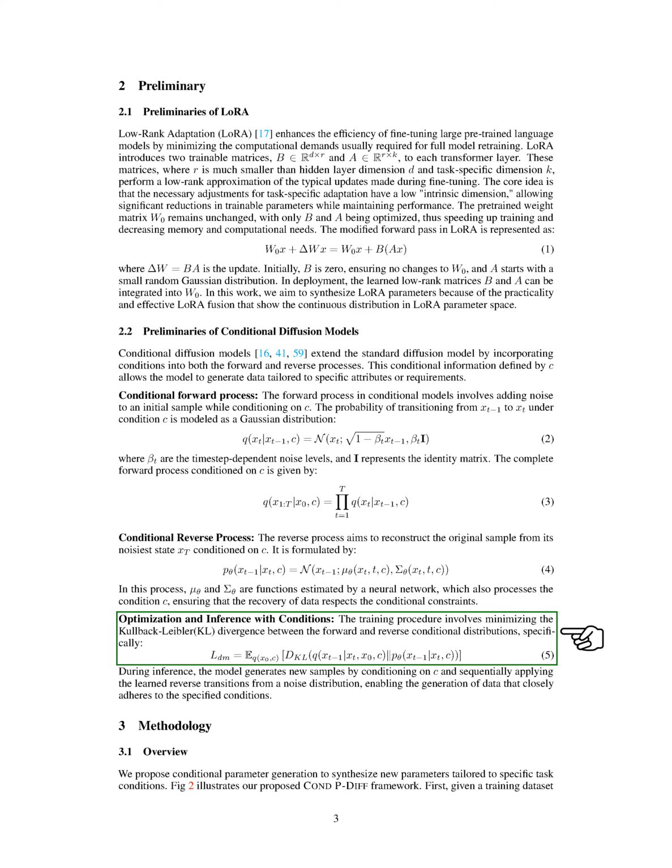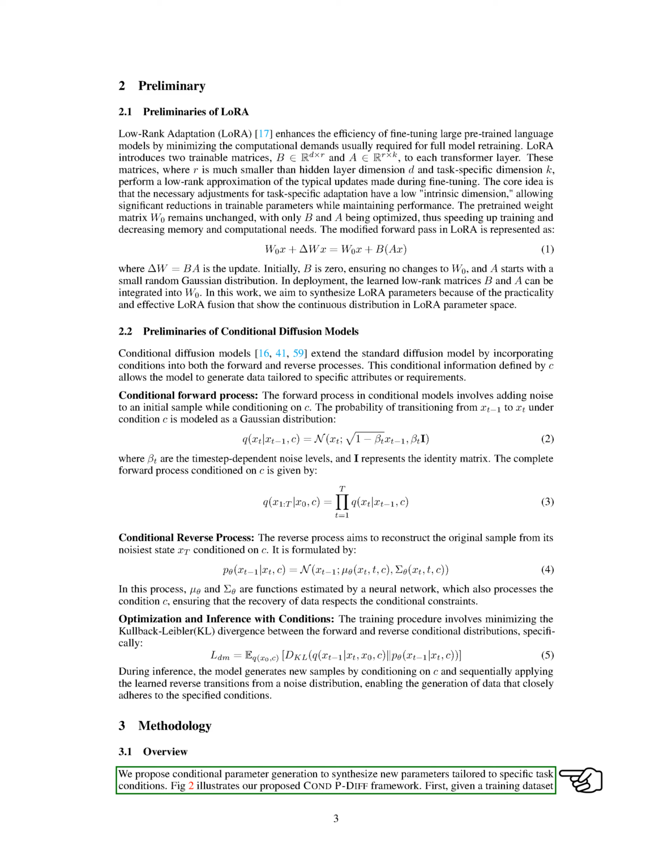For optimization and inference, we minimize the Kullback-Leibler divergence between the forward and reverse conditional distributions during training. When generating new samples, we condition on C and apply the learned reverse transitions from a noise distribution, allowing us to create data that adheres closely to the specified conditions.